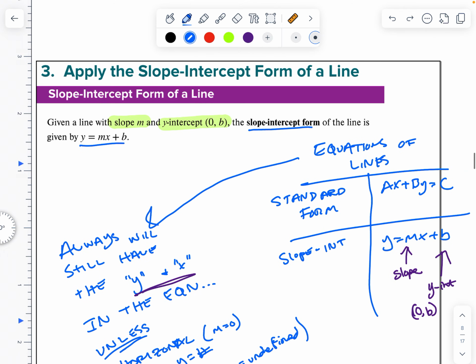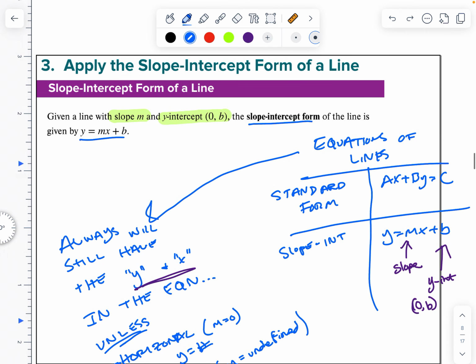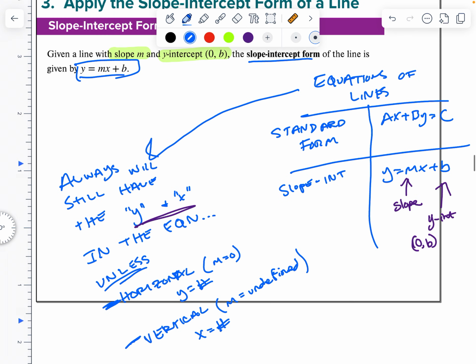The next form of a line is the slope-intercept form. This is one that you're probably most familiar with. That's y equals mx plus b. And just like with standard form, the x and the y are going to remain in the equation. The m and the b are going to be just numbers, right? Where m, I have labeled down here, is the slope, and b is the y-intercept. 0 comma b is the point that the y-intercept lies on.